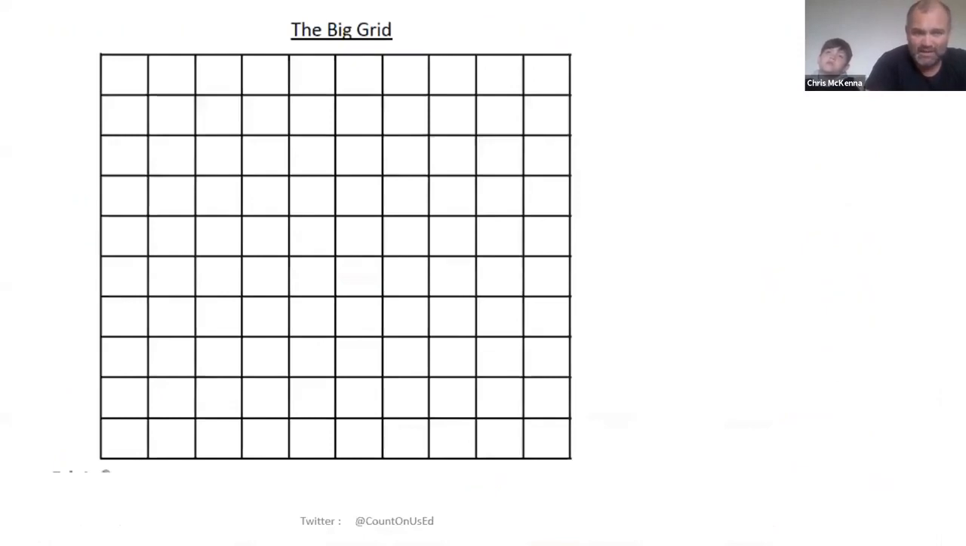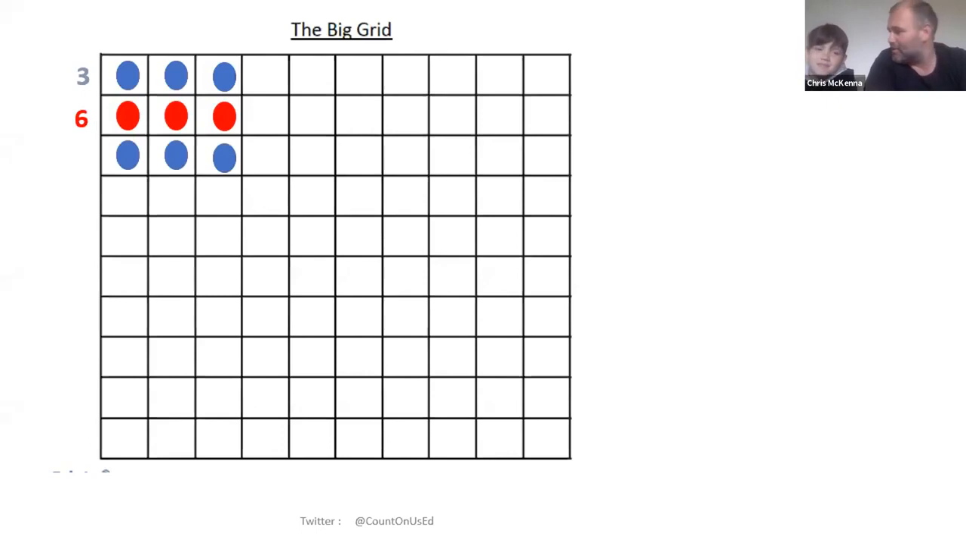Okay, so here's the big grid. I'm going to use the big grid here. What have I just done, Austin? Put 3 into the big grid. 3 what? Dots. 3 dots onto the big grid. Okay. Now you can draw this at home if you have a pen and a bit of paper, or you can just watch and listen. What I've done now, Austin? Put 3 more dots in. So how many dots are there? 6. Okay.